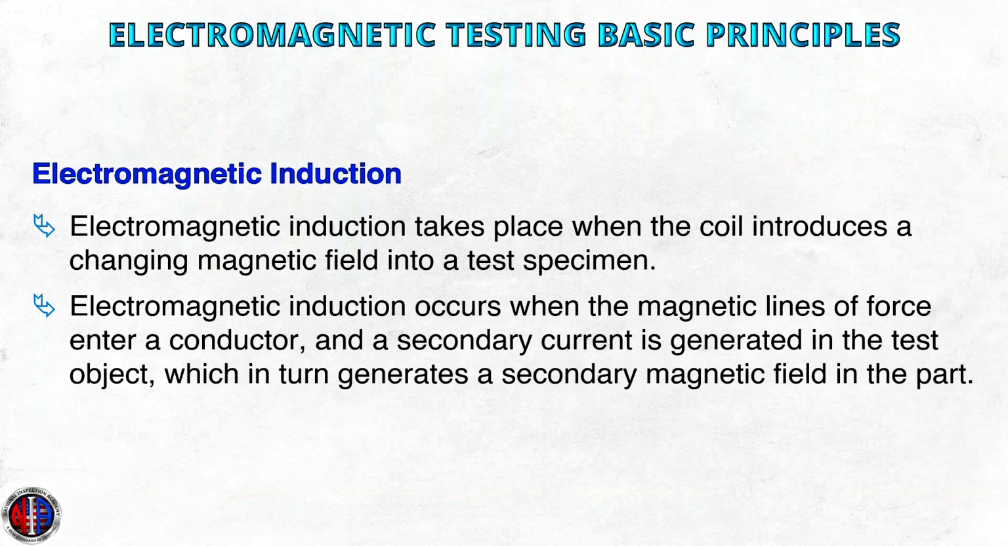Electromagnetic induction. During eddy current testing, electromagnetic induction takes place when the coil introduces a changing magnetic field into a test specimen. Once the magnetic lines of force enter a conductor, electromagnetic induction occurs, and a secondary current is generated in the test object, which in turn generates a secondary magnetic field in the part.